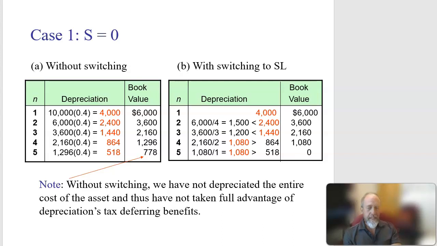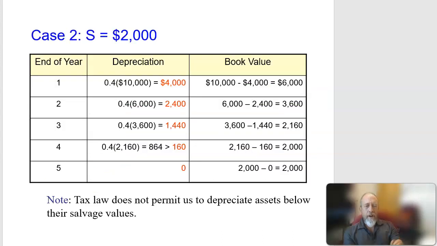The other possibility is that you depreciate prior to the end of the life of the piece of equipment. So here are the calculations with the salvage value of $2,000, depreciated $4,000 in year 1. Actually, we didn't switch here. Remember, we can't depreciate below salvage value. Looking at this case, with the depreciation of $4,000, we get down to year 3 and we're down to a book value of $2,160. However, if we do the 40%, it's $864. You can only go down 160 more.